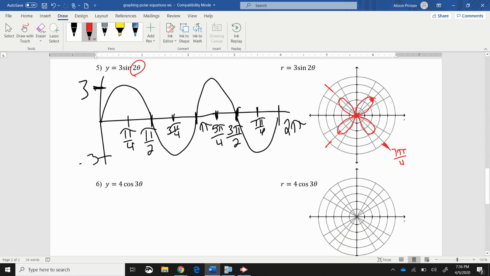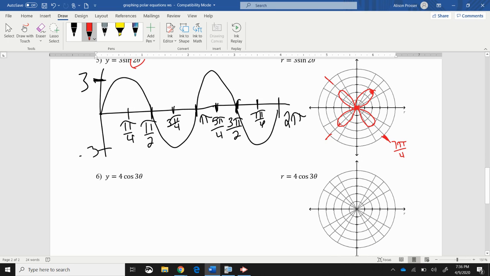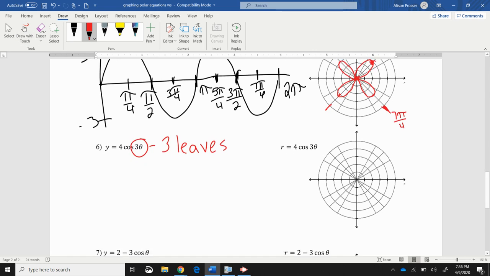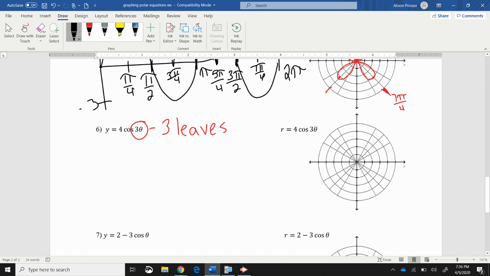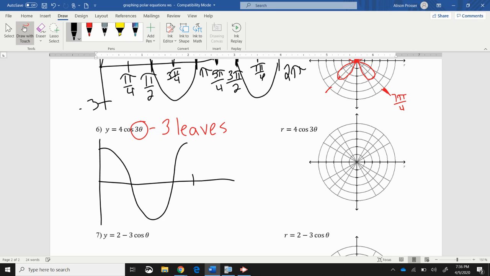Now the next one, if you notice, has an odd number right here. So I know that there's going to be 3 leaves. You have to know those basic properties of the polar graphs in order to do it without a calculator. Otherwise, you might get lost in terms of what points you need to draw. So I will draw my cosine graph now, but it's 3 theta.